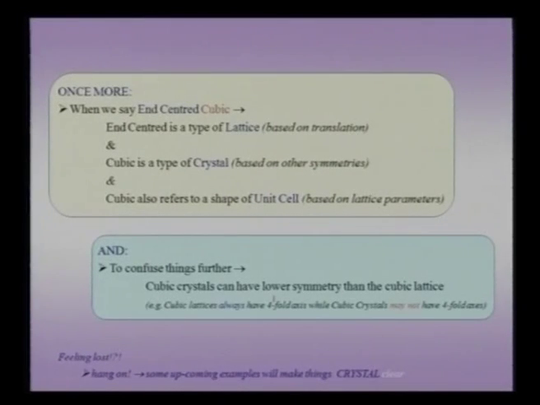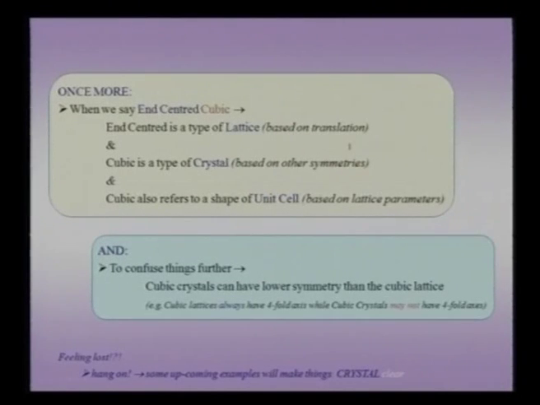For instance, cubic lattices always have 4-fold symmetry, but a cubic crystal may or may not have this kind of 4-fold axis. So, as you can see, because of the terminology, because of a confluence of concepts, translation based, symmetry based, and certain things which are unit cell convention based concepts, there is scope for considerable confusion.